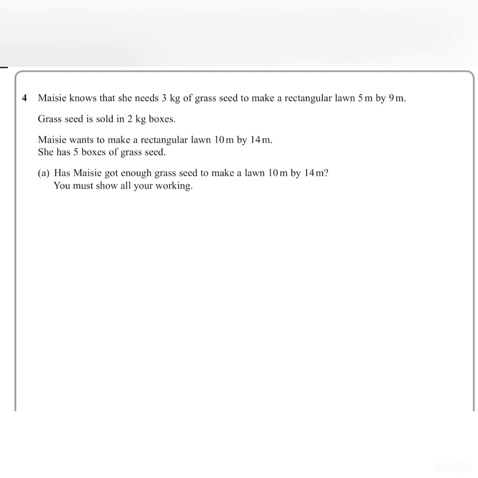Okay, question number 4 says Macy knows that she needs 3 kilograms of grass seed to make a rectangular lawn 5 meters by 9 meters. The grass seed is sold in 2 kilogram boxes, and Macy wants to make a rectangular lawn 10 meters by 14 meters, and she has 5 boxes of grass seed. Has Macy got enough grass seed to make a lawn of 10 meters by 14 meters? You must show all your working out.